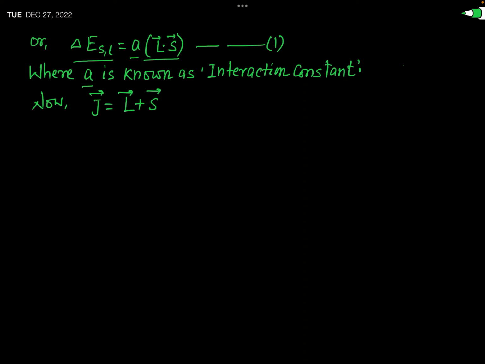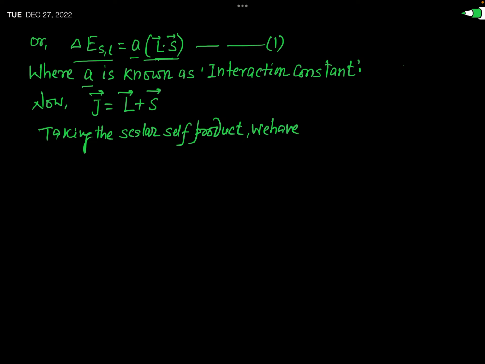Now our aim is to find what this L dot S will be, and for this we simply take the scalar self product of this J. So taking the scalar self product, we have.